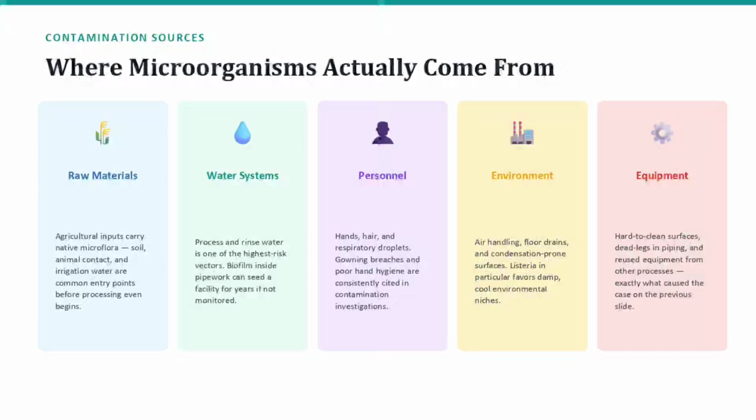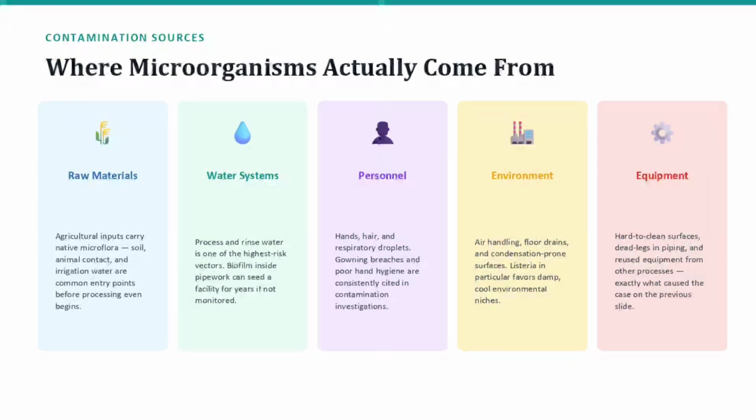Water systems. This is one of the highest risk vectors in any facility. Process water and rinse water can carry contamination directly onto product, and biofilm inside pipework can seed a facility with a resident contamination problem for years if it is not properly monitored. Personnel. Hands, hair, and respiratory droplets. Gowning breaches and poor hand hygiene are consistently cited in contamination investigations, across both food and pharmaceutical settings.